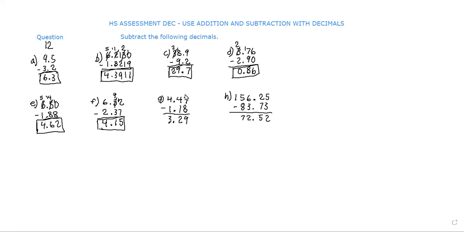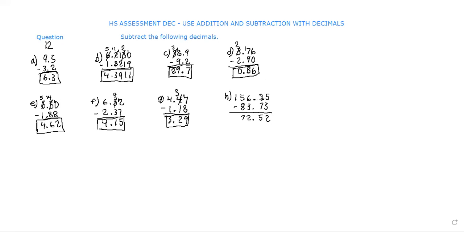Okay, now letter G. 7 minus 8, we cannot do that. So we have to go to the place value on the left, which is 4, borrow 1, which turns it from a 4 to a 3, and then that 1 turns a 7 into a 17. So 17 minus 8 is 9. 3 minus 1 is 2, and 4 minus 1 is 3. So our answer is 3.29. And again, we put the decimal in the same vertical column in our answer as the two numbers we listed.